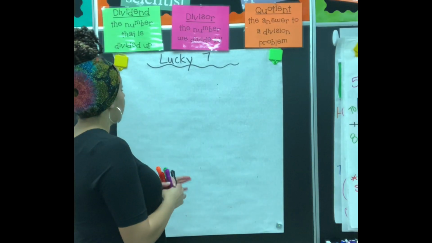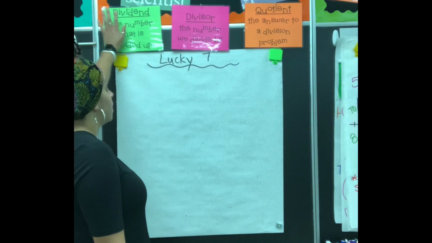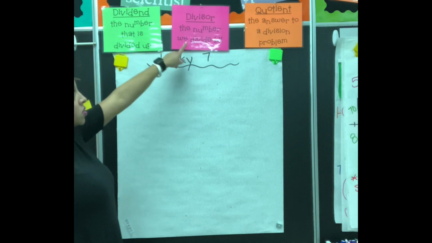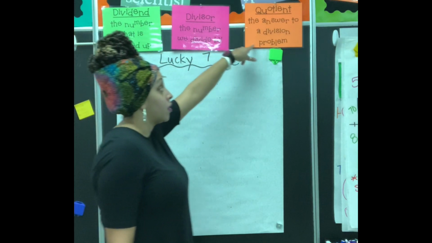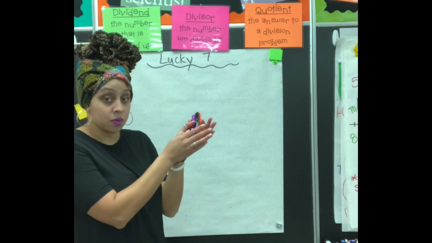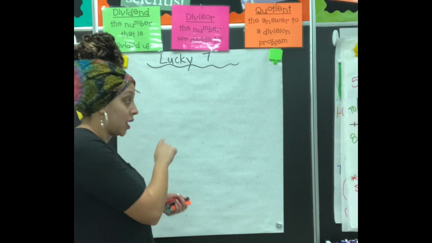So up here we have our vocabulary. Our dividend is the number that's getting divided up. Our divisor is the number we divide by, and the quotient is the answer to a division problem. Okay, so all of those will be color chunked on my anchor chart.